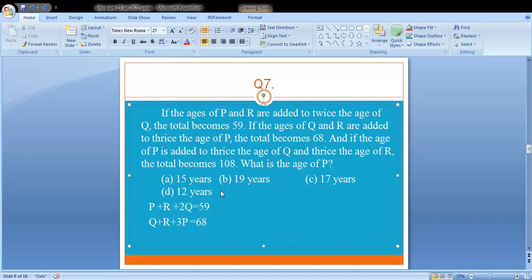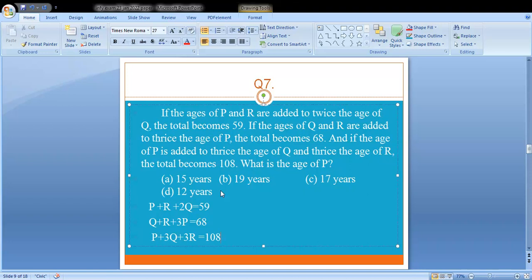There is one more equation. If the age of P is added to thrice the age of Q plus thrice the age of R, the answer will be equal to 108. So in total we got three equations: P plus R plus 2Q equal to 59, Q plus R plus 3P equal to 68, P plus 3Q plus 3R equal to 108. Now we want the value of P.